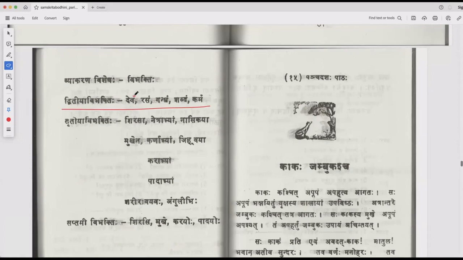Now, if one of you can tell me the Pullingam, the Vibhakti, and give me the other two numbers also. If it is Eka Vachanam, then give me Dvi Vachanam and Bahu Vachanam for these words. Devam is Dvitiya Vibhakti, Eka Vachanam. Akaranta Pullingaha, Deva Shabdaha, Dvitiya Vibhakti, Eka Vachanam. Bahuvachanam is Devam, Devau, Devan. Devan is Bahuvachanam.